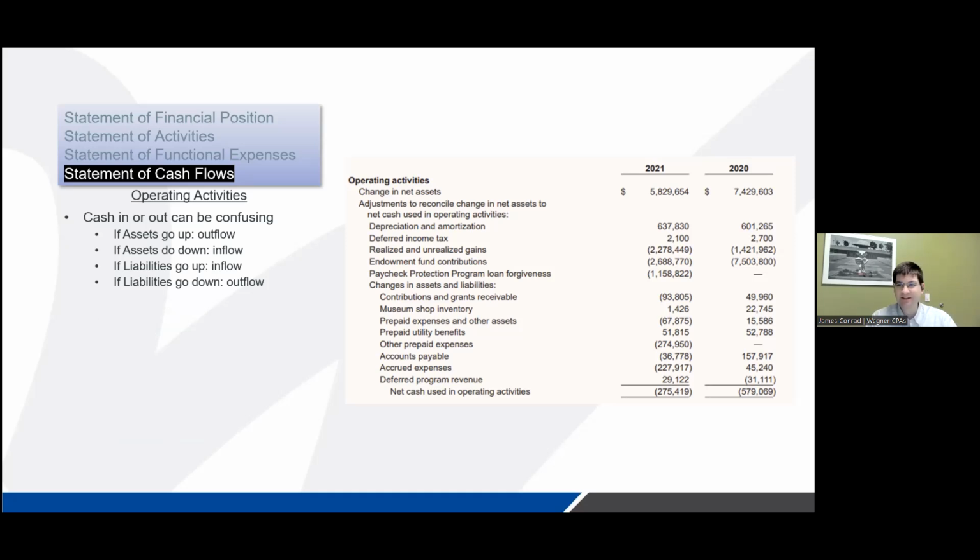Well, okay, that's still pretty confusing to some, so I broke it down a little further. If you have more assets, your assets increased, your cash payments went out. You bought some things. You bought prepaid insurance, or you gave out services but you haven't been paid for them yet. You paid people to perform those services. That's cash out.